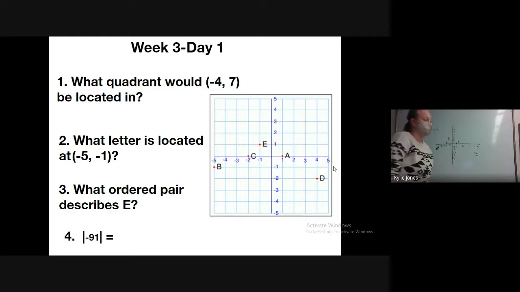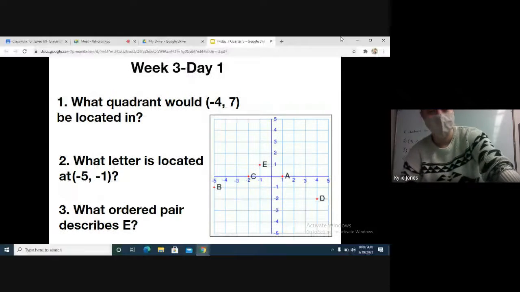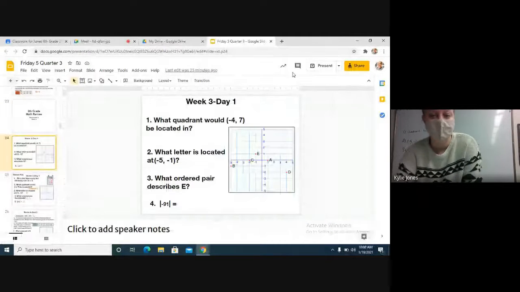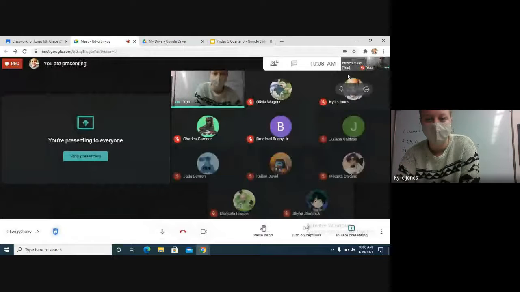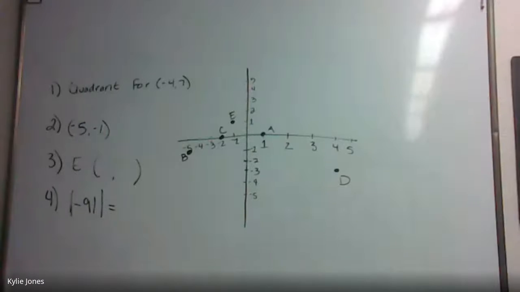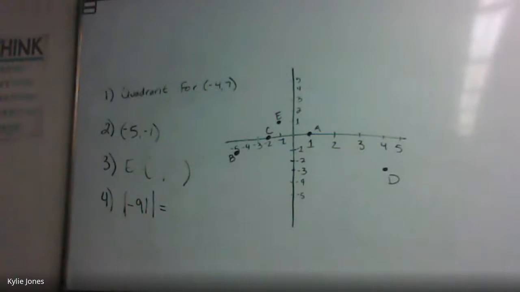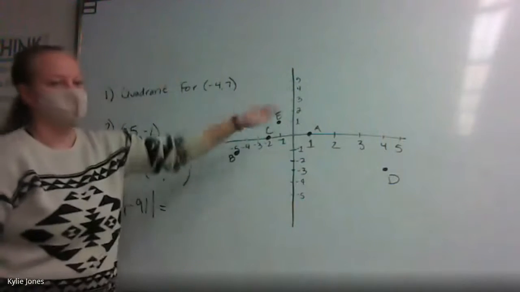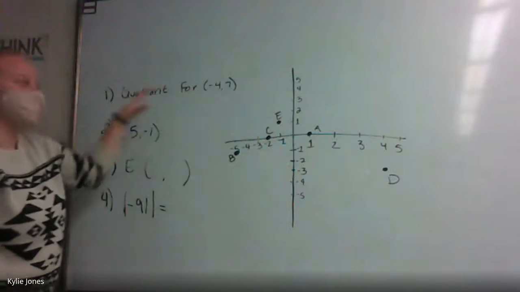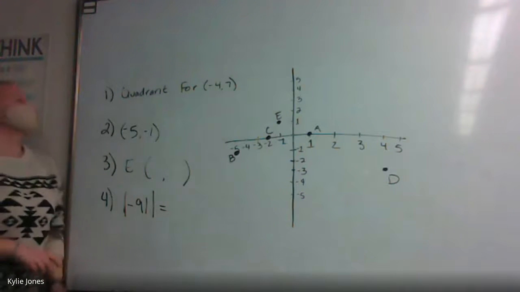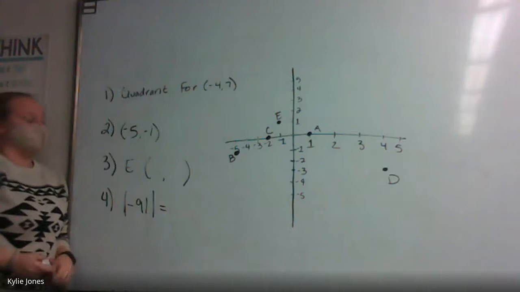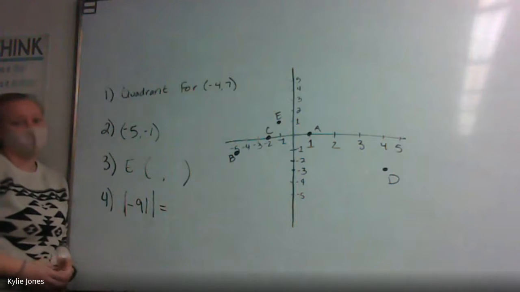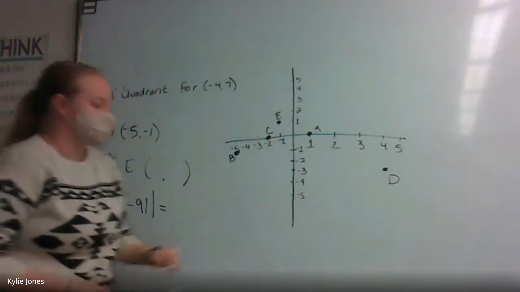Okay, let's go ahead and go over it. I'm going to stop sharing. Can we see the board behind me pretty good? Yeah. All right. So I redrew our picture up here, the coordinate plane, and wrote the questions down so we can go over them. The first one asks what quadrant negative 4, 7 is in. Before we do that, let's label the quadrants.